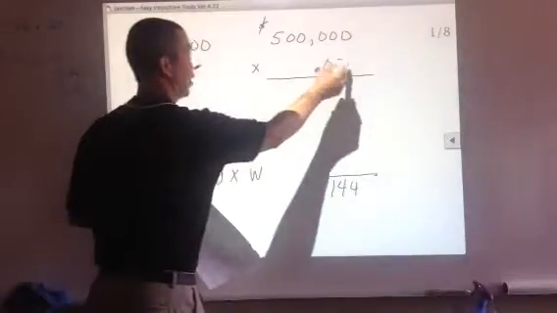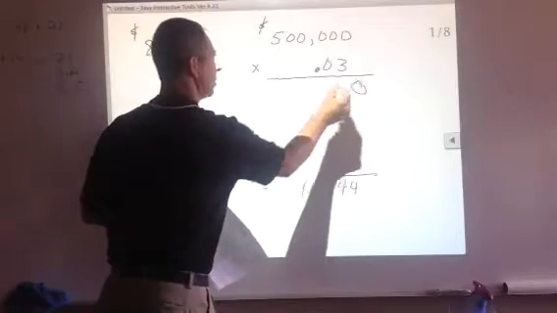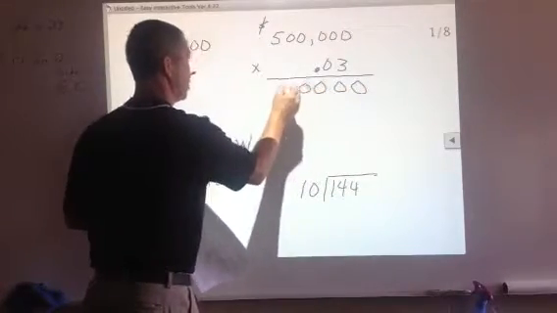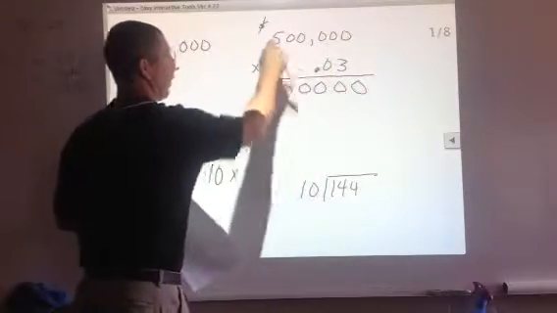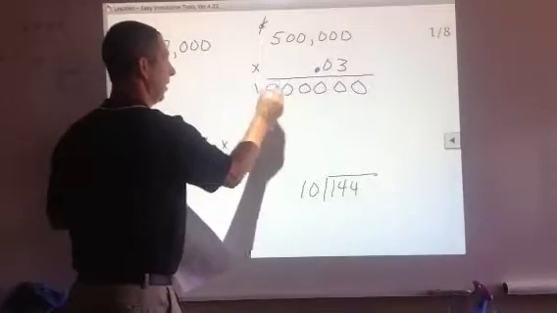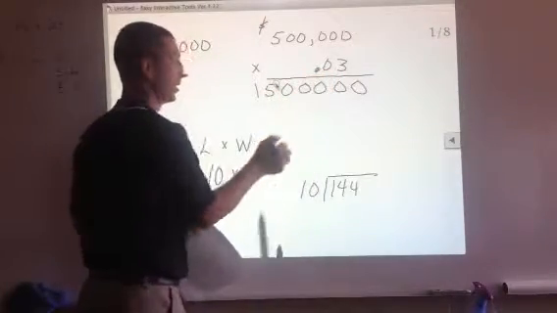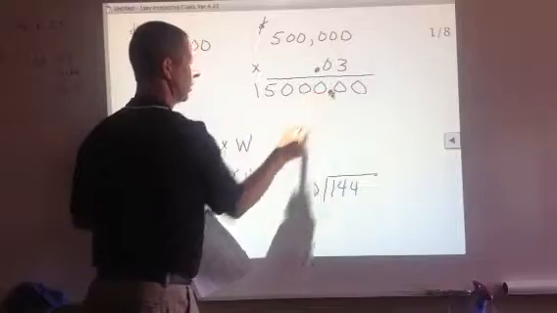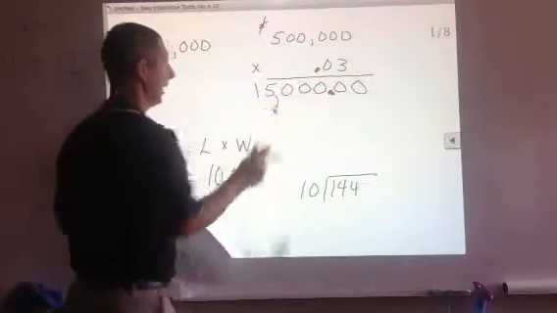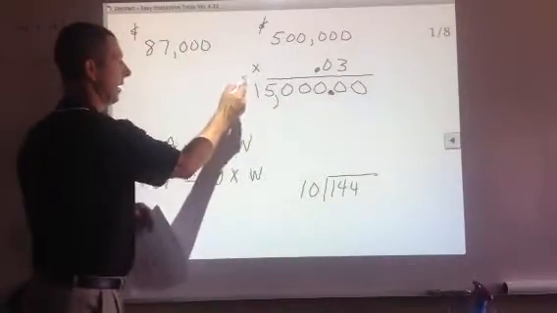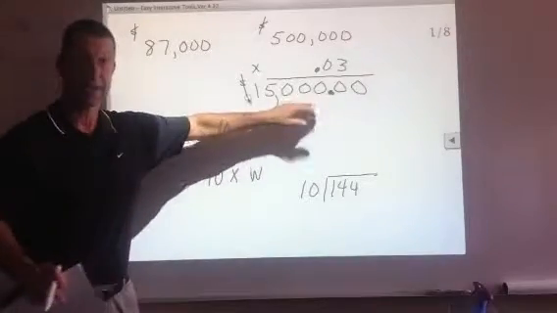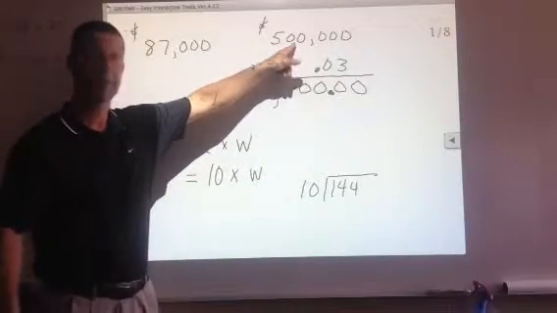Okay, so if I multiply this out, we got 0, 0, 0, 0, 0, and 3 times 5 is 15. I count in 2 places. Here's where my decimal would go. Put my comma in. So this right here now is $15,000 that they're going to make in commission.